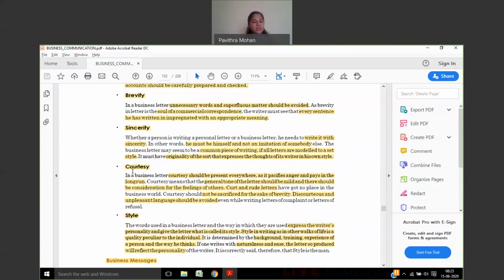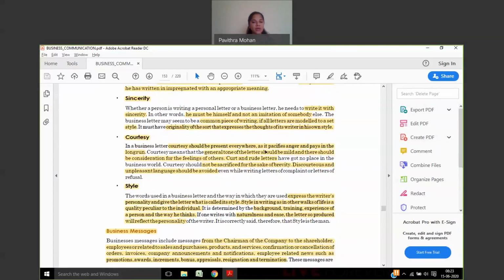Okay, after this you have to understand the concept of courtesy. So courtesy should be present everywhere, as it pacifies anger and pays in the long run. Courtesy means that the general tone of the letter should be mild and there should be consideration for the feelings of others. Curt and rude letters should be avoided, and courtesy is not to be sacrificed for the sake of brevity. So don't reduce your courtesy just for the sake of brevity. Okay, I have to be crisp, I have to be precise. I shouldn't write unwanted words or letters or sentences. If you want to avoid those, don't avoid courtesy messages.